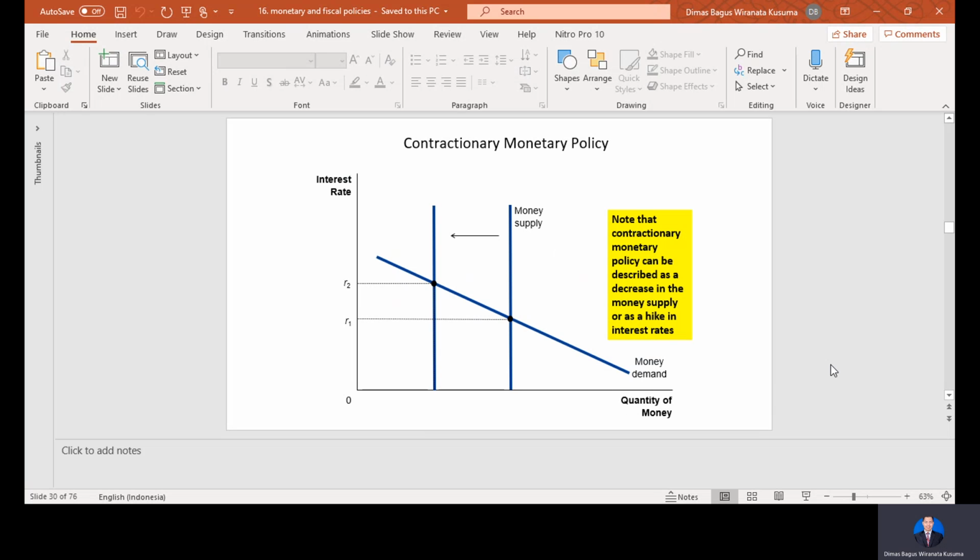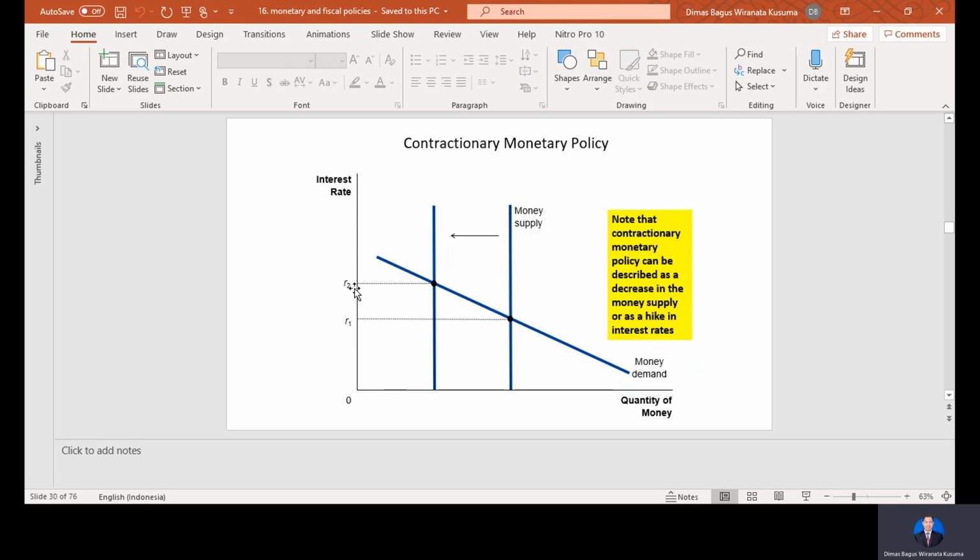And we move back to the contractionary monetary policy here. So you have the initial equilibrium of money supply and money demand here, at R1. Note that contractionary monetary policy can be described as a decrease in the money supply or as a hike in interest rate. Because the money supply decreases, it will shift to the left, so the money supply shifts to the left and the interest rate increases from R1 to R2.